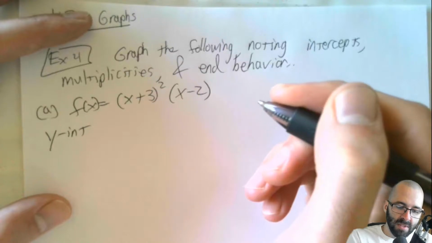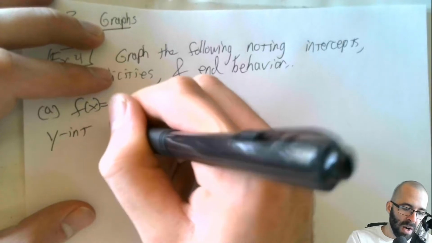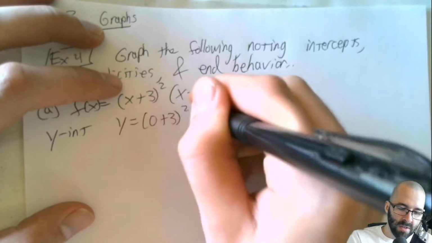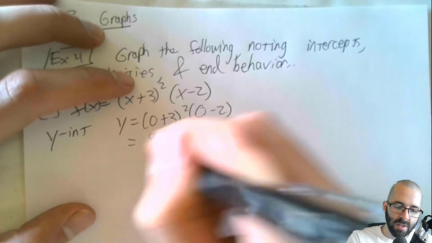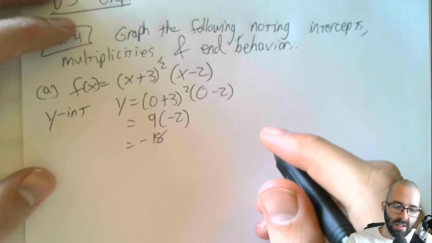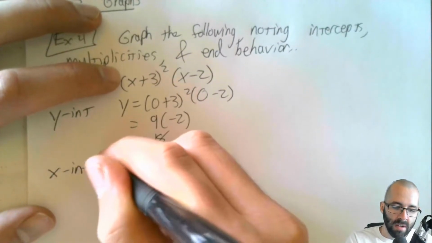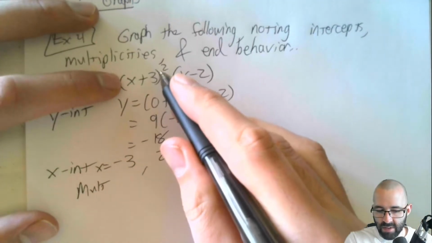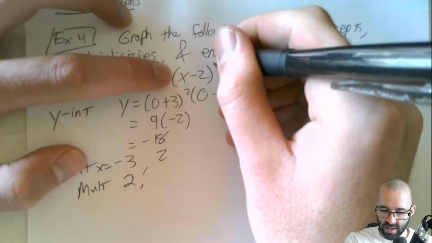So the y-intercept is going to be when x is equal to 0. Right? That's going to be y is equal to, well, that's going to be 0 plus 3 squared times 0 minus 2. 3 squared is 9. 0 minus 2 is negative 2. Y-intercept is negative 18. Whereas the x-intercepts, right, are negative 3 and positive 2. The multiplicity of negative 3 is 2, because that's our exponent. The multiplicity of positive 2 is 1, because that's our exponent right there.